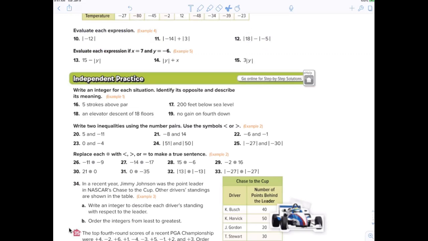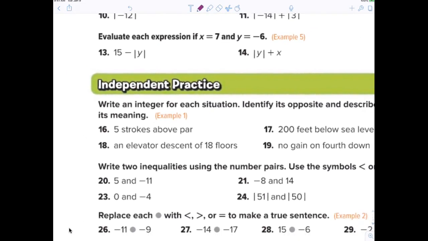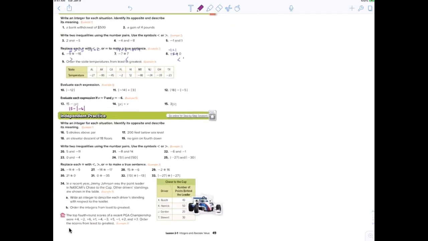Ooh, I think I can do it. All right, let's hear it. First you can make the y into the negative 6. Right, so the first thing I want you to do is write 15 minus absolute value of negative 6. The absolute value turns the negative 6 to the positive 6. So now it's basically just 15 minus 6. And 15 minus 6 is what?